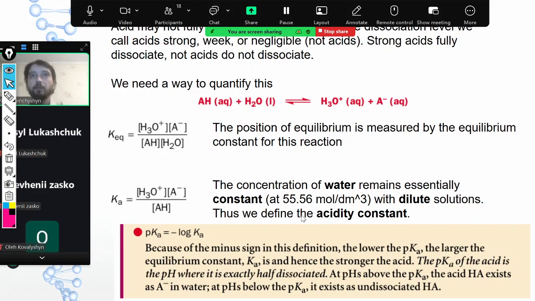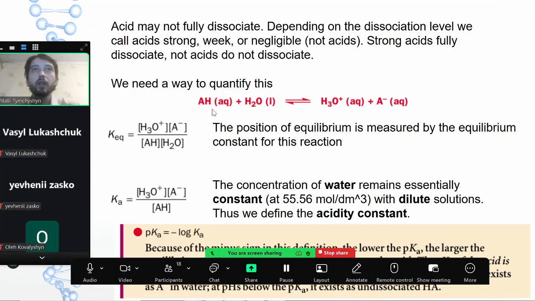Okay. What else? Yes, we are getting to that part. So acids may not fully dissociate. Depending on the dissociation level of the acid, we can call that strong, weak, or negligible, so it's not considered an acid. Strong acids fully dissociate. No matter how much you add, it will just transform into ions, and all the protons it had will be transferred to water. So strong acids fully transfer their protons to water.